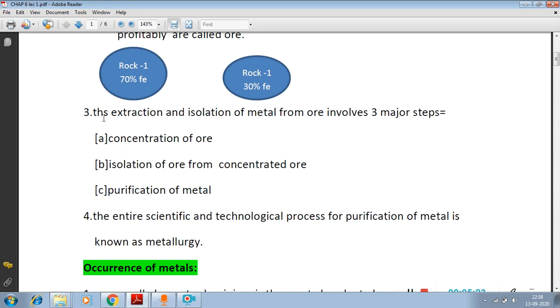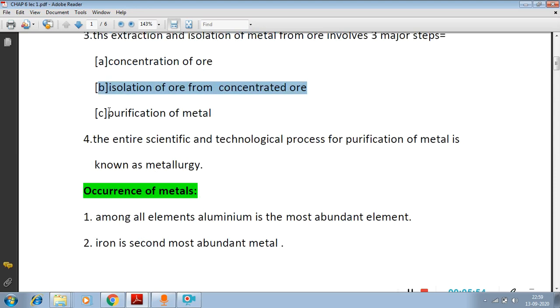Now, the third point: the extraction and isolation of metal from ore involves three major steps. We are going to extract metal from the ore. Now that contains three steps. First step is concentration of ore. Second step is isolation of metal from the concentrated ore. And third step, purification of metal. Again, concentration first, second isolation, and third one is purification.